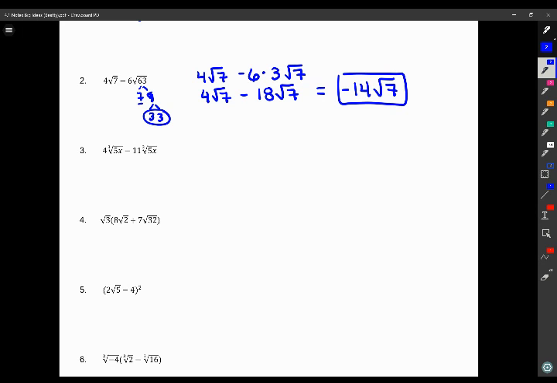When you look at the next one, notice this is a cubed root of 5x and a cubed root of 5x. And so because they're both cubed roots, we just combine the numbers in front. So 4 minus 11 is negative 7.